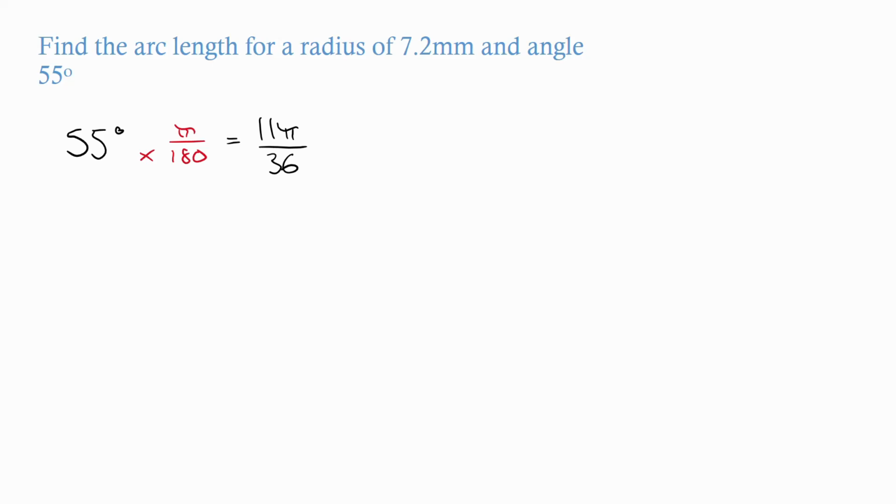Alright, now that I've got that, I can write my formula. Oh, not pi. It's theta, and then we can do our substitutions. So 7.2 times 11 pi on 36, and we ended up with 6.91 millimeters.